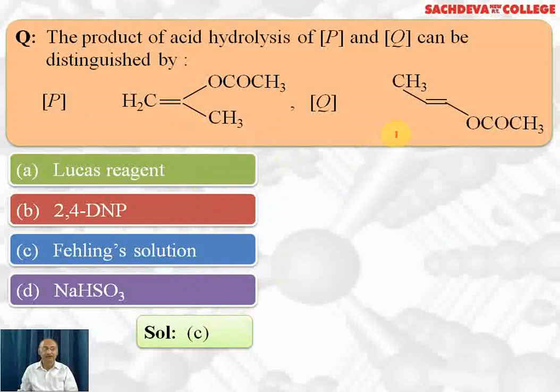So the products of hydrolysis can be distinguished by Fehling solution, not by Lucas reagent, which has nothing to do in this case. 2,4-DNP will react with both. Sodium bisulfite will react with both. So only Fehling solution is possible. It can be used to distinguish the hydrolysis products of both, which will undergo tautomerism to form acetone and propanal respectively.